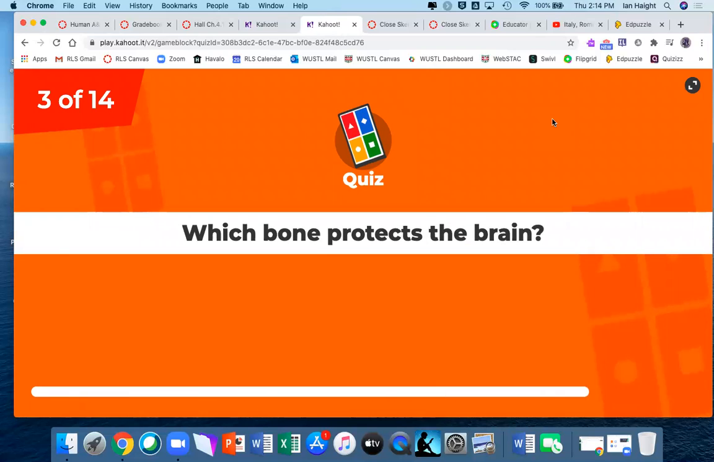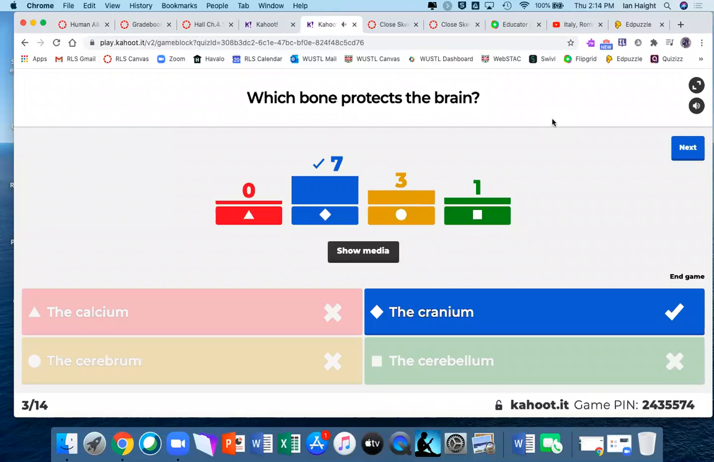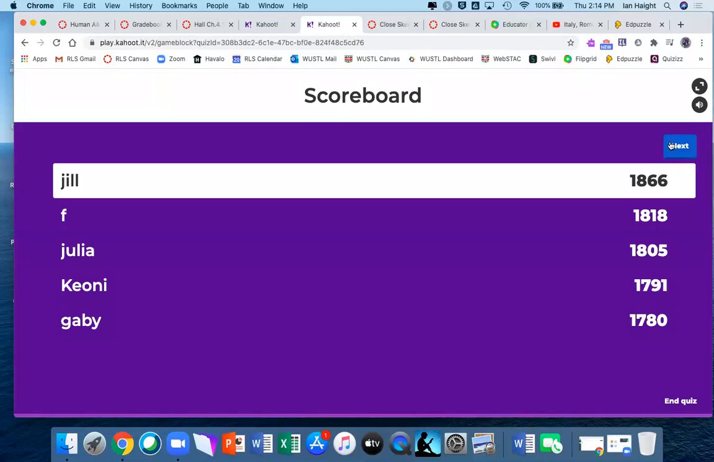Which bone protects the brain? We're a little bit more torn on this one, but it is the cranium, not something you ever want to crack. It's the main part of your skull. All right, Jillian's still in the lead.